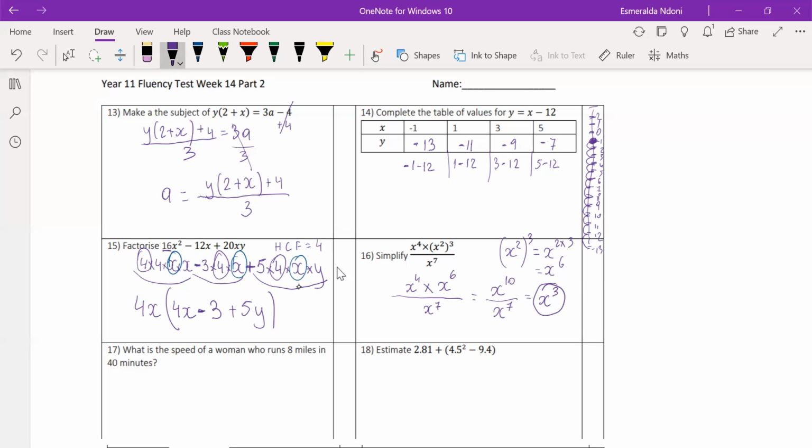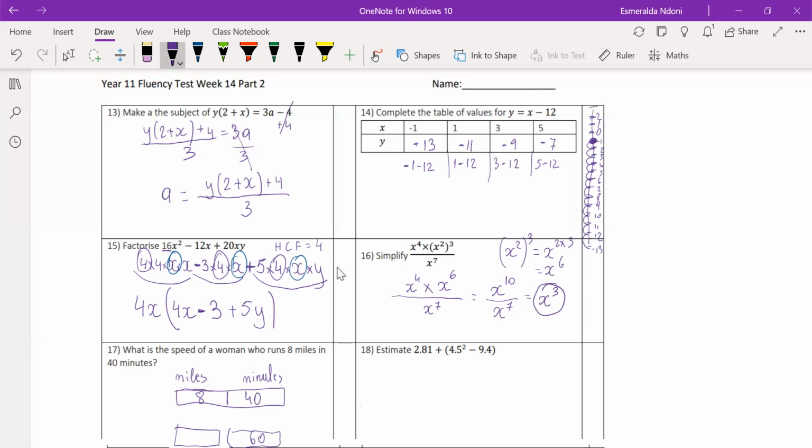Question 17. What's the speed of a woman who runs 8 miles in 40 minutes? We know that we have to do a box method for this sort of question. So miles, and we have minutes. What we have been given so far is we have 8 miles in 40 minutes. Our aim is to go to 60 minutes because that is 1 hour.